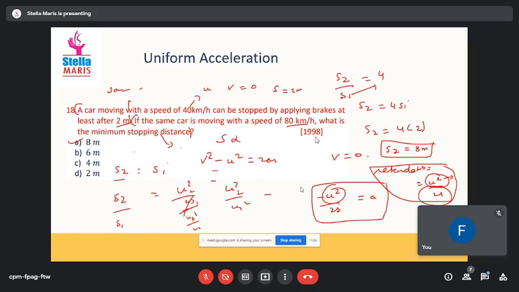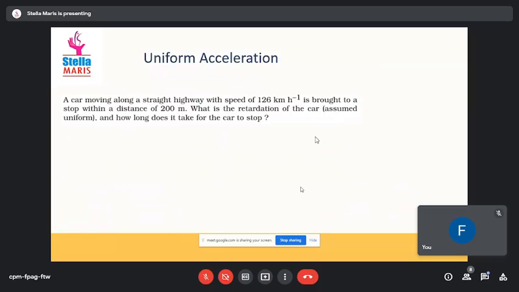Do you understand the sum, or do you have any doubts? Understood, sir. Okay, so we'll go to an NCERT problem.